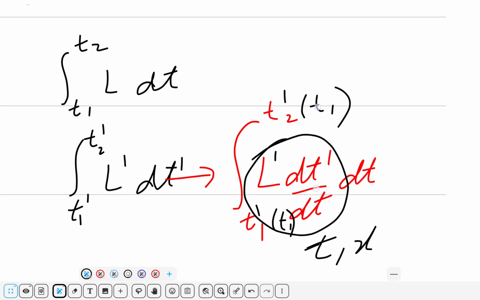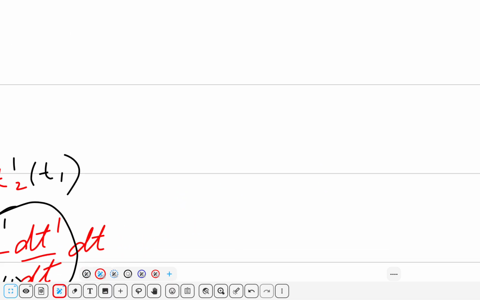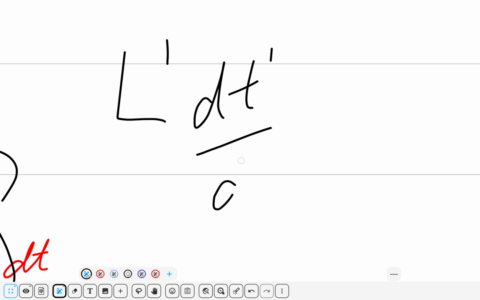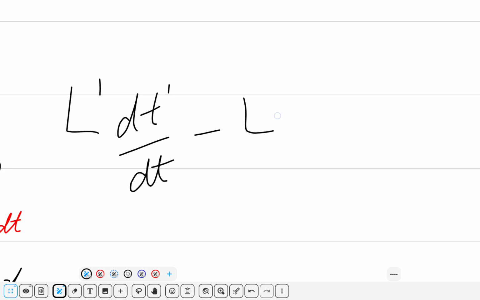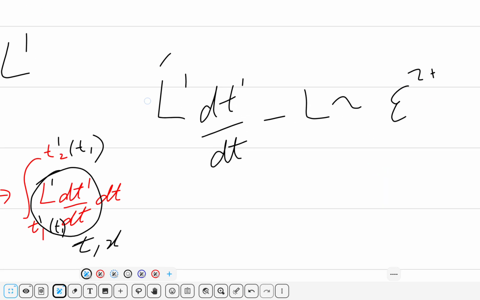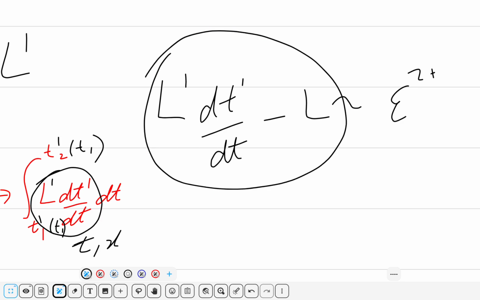So another claim we made is, if this thing is of order epsilon square or more, then whatever translation you did will be a symmetry. So how we calculated this was, L dash.